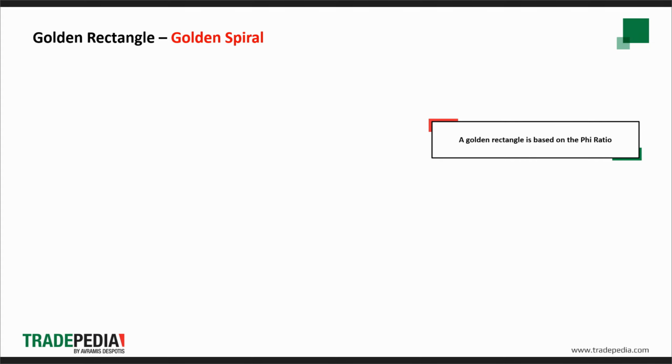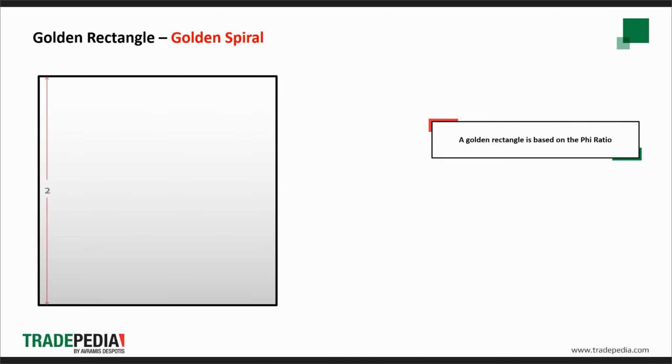Let's assume that we have a square with dimensions 2 by 2. A perfect square. So we start from the middle point. If you take the middle point, which is very clear here, and draw a diagonal across the square, you create this rectangle, correct?